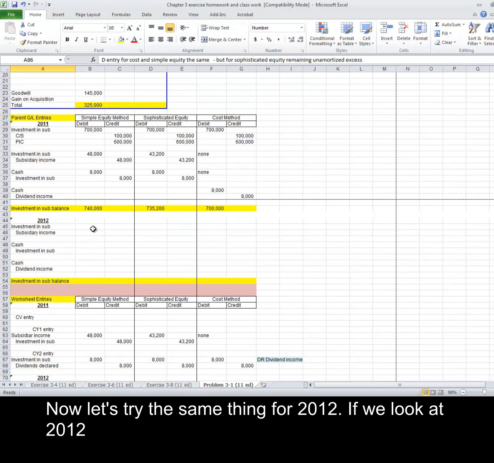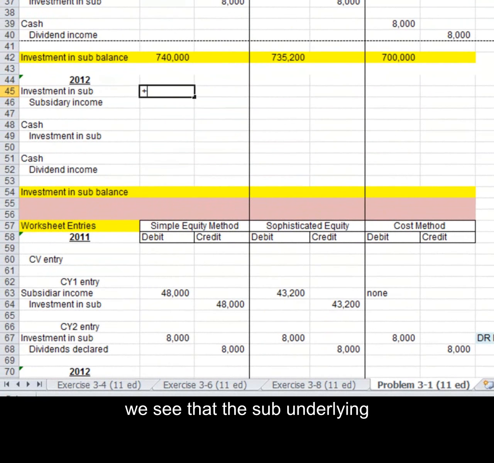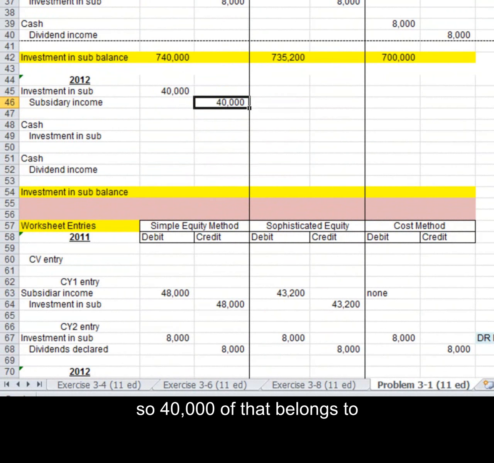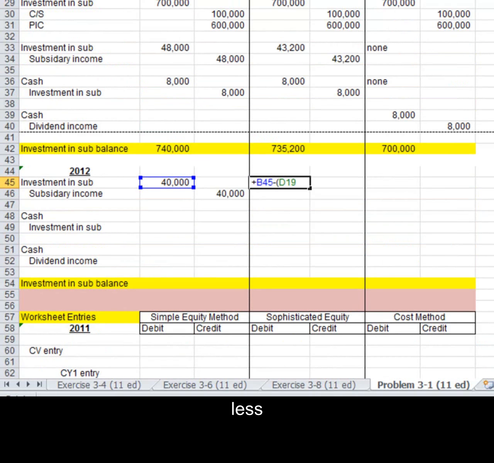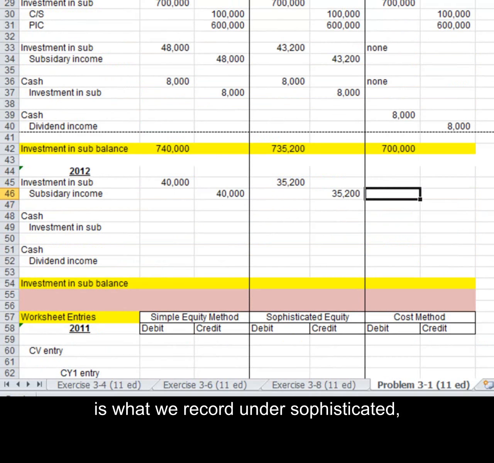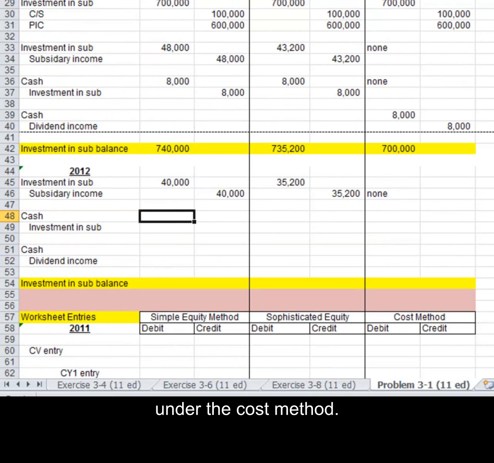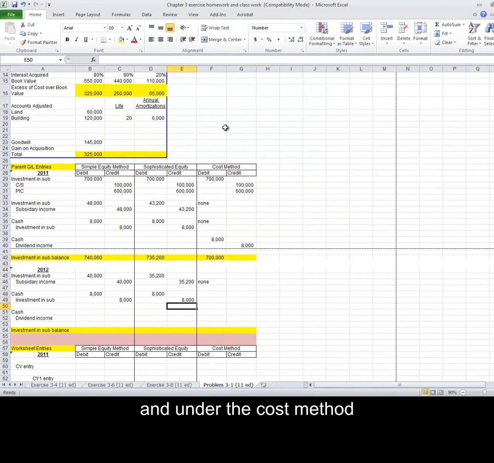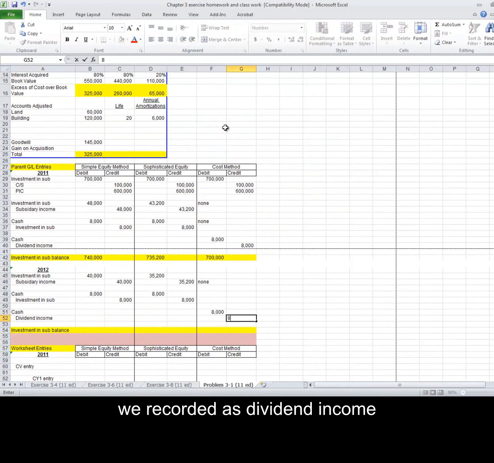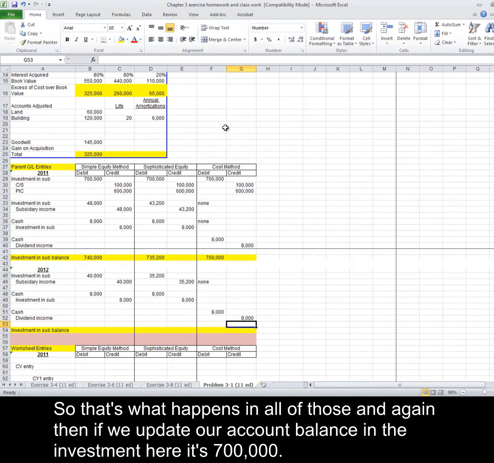Now let's try the same thing for 2012. If we look at 2012, we see that the sub underlying had income of $50,000, so $40,000 of that belongs to the parent. Again, the same amount less 80% of the amortization is what we record under sophisticated, and there's no adjustment under the cost method. Then again, for our dividend, it's going to be the same as the prior year, 80% of the $10,000 that was paid. And under the cost method, we record it as dividend income, not a change to the investment. So that's what happens in all of those.